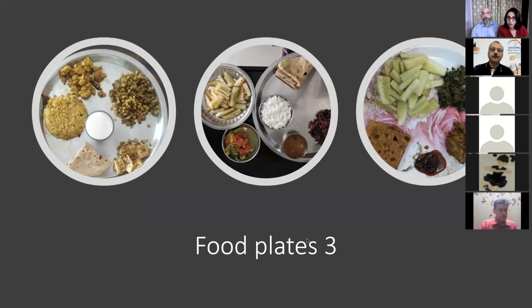Now let's look at the one in the center. So there's a katori of rice, there are 2 chapatis, some cucumber, some vegetables, and I think a small katori of dal. So what can we change here? What's missing in the middle plate? Yeah, protein is missing in the middle plate.